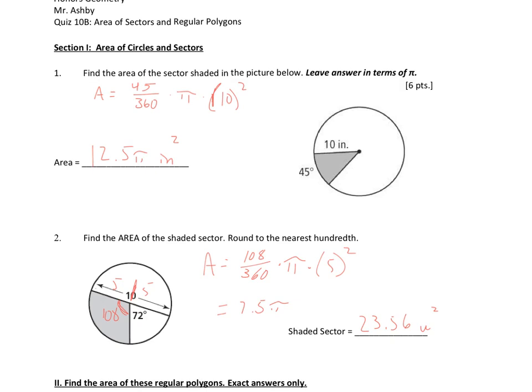Okay, guys, let's check out the key for this quiz. This is a pretty basic one. Number one is just following through with the formula. The area of a sector is the arc measure over 360 times pi r squared.